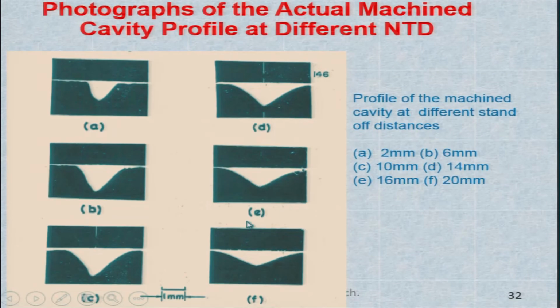Okay. All right. Now, this is the actual photograph of the machined cavity profile at different nozzle tip distances. Okay. So, from A to F here, you see, starting from 2 millimeter to 20 millimeter. What happens is that when the nozzle tip distance is less than the required one, then the energy is not sufficient. So, the cavity cannot be made properly. Then when it is increasing, the energy of the impinging particles will be increasing, and then the profile will be made in a better way.